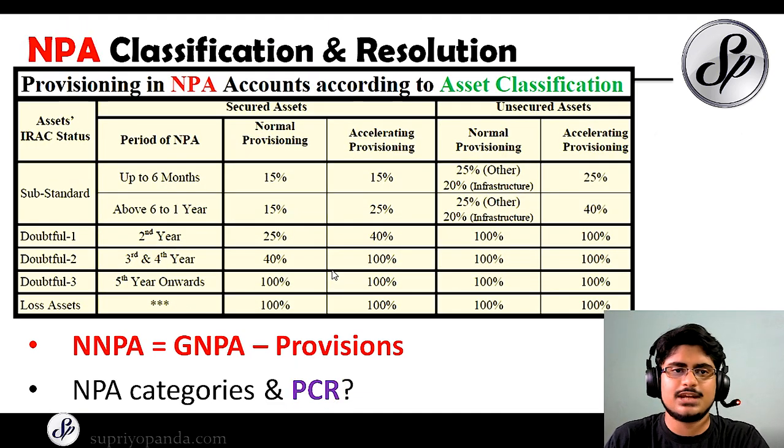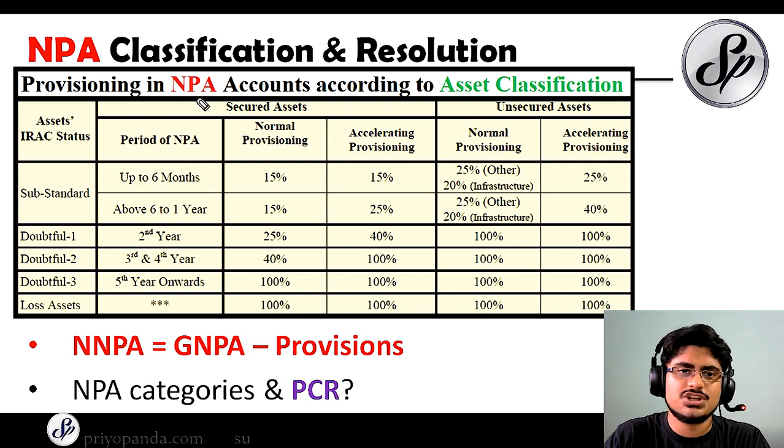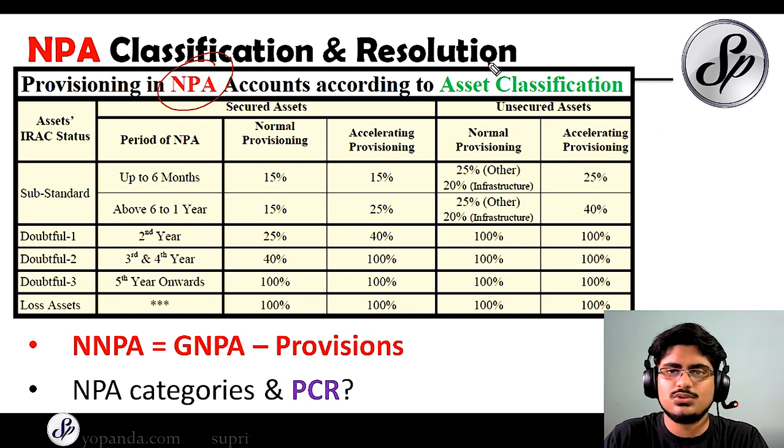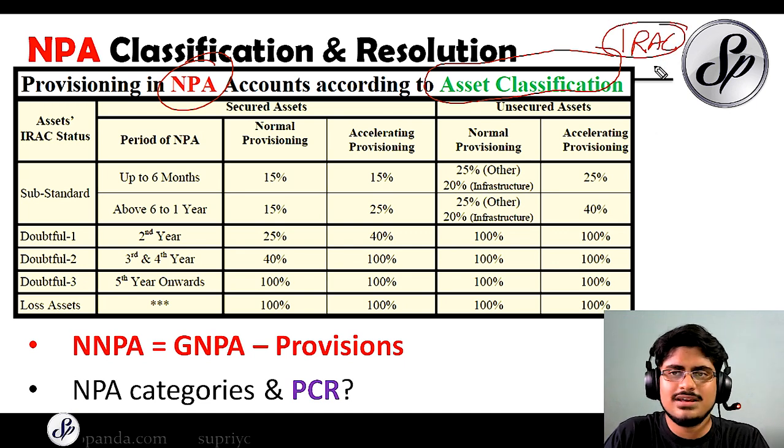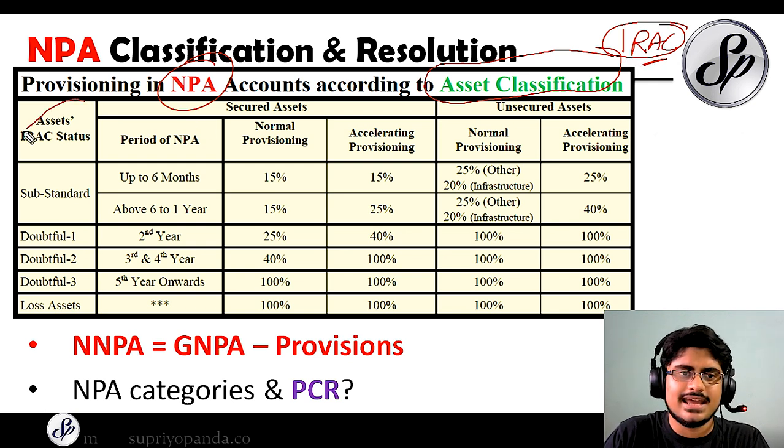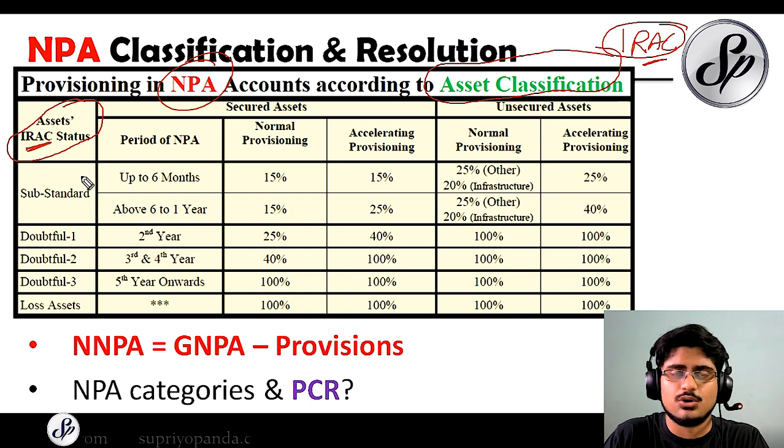The first thing that we have to find out is the provisioning in the NPA accounts according to the asset classification. Now what is asset classification? You might have heard about something called IRAC. This is the income recognition and asset classification status. The assets are classified as per the IRAC status. We have different kinds of status for different periods of the NPA.